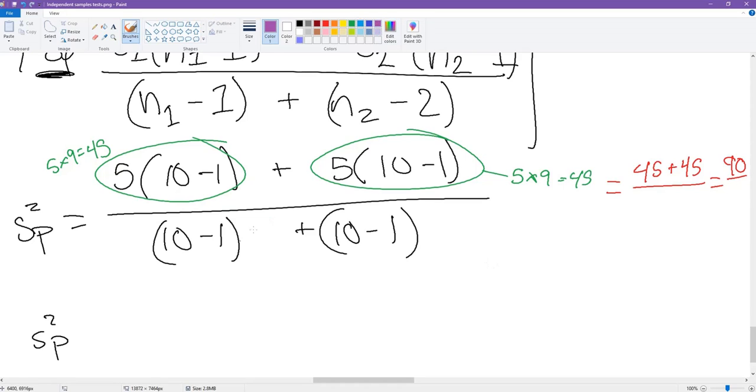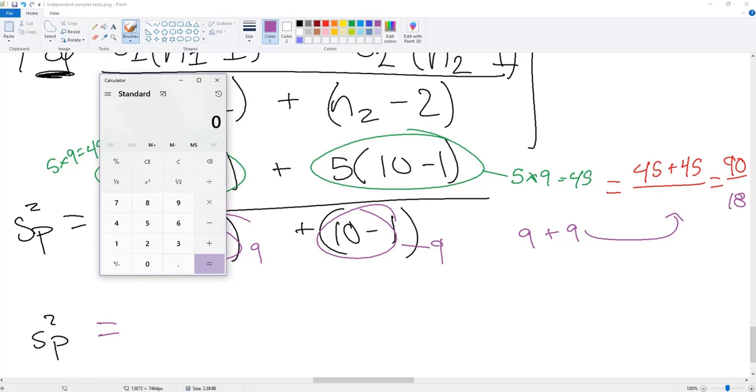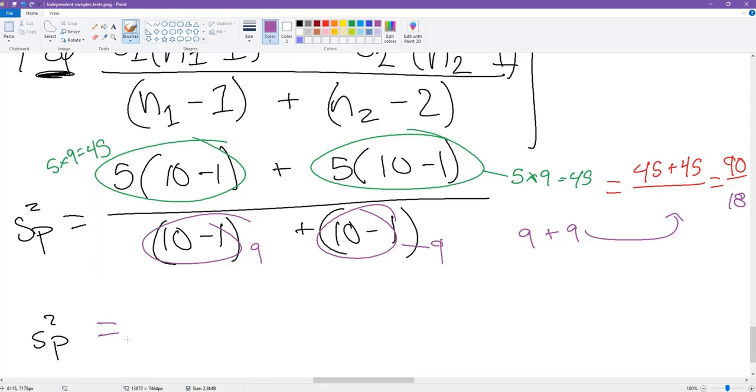What's my denominator look like? This is equal to 9. This is equal to 10 minus 1 is equal to 9 for n minus 1. n minus 2 is also the same. I have 9 plus 9. That gets me 18. I'm dividing 90 by 18 to get my pooled variance. And my pooled variance is equal to 5. Probably could have guessed that, but I wanted to make sure.